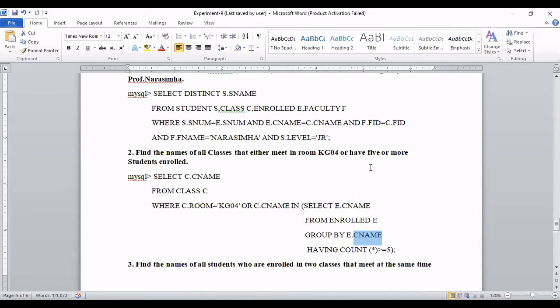Then, since the condition is 5 or more, to check that you count. After grouping by student and course, you count it. If it is greater than or equal to 5, then filter it. Filter that course name, because we need the details of the course or class. So this is the class name. Now the inner query is giving the class names where the number of students enrolled is 5 or more.